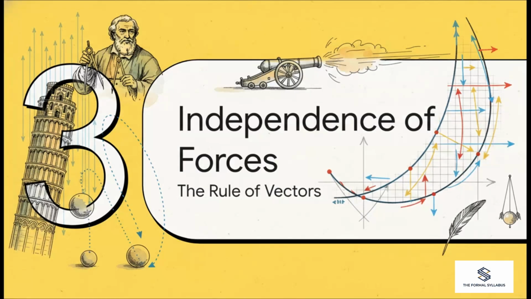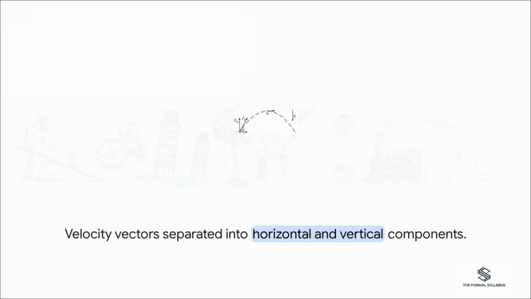All right, Section 3, Independence of Forces, the Rule of Vectors. So, now that Galileo understood uniform acceleration, he needed to understand how objects moved freely through the air. This brings us to a foundational concept in dynamics, the independence of forces. The absolutely crucial point here is that horizontal and vertical forces act completely independently of one another.